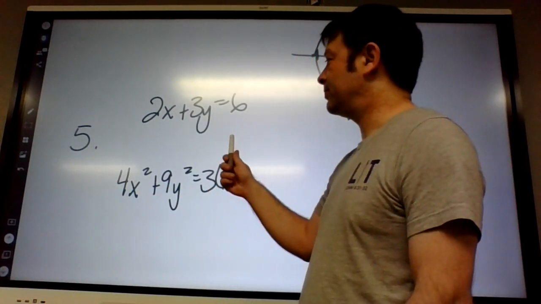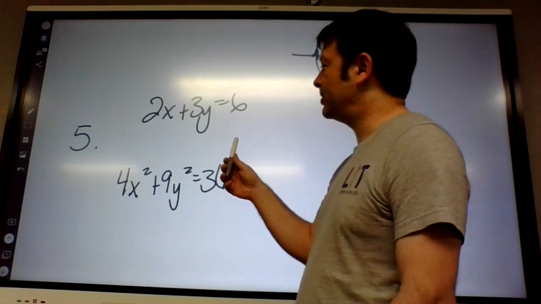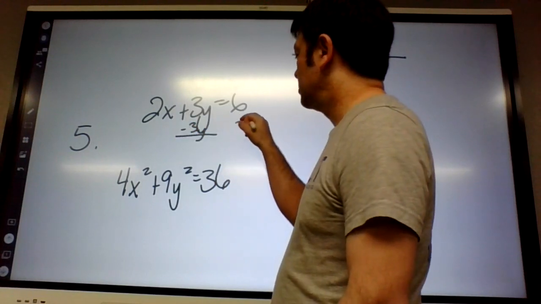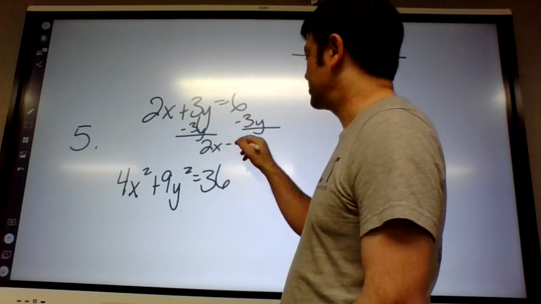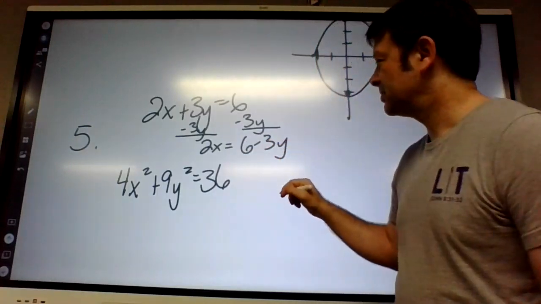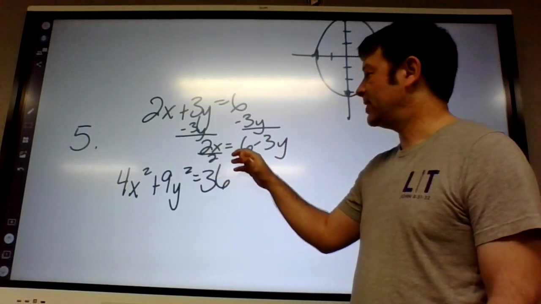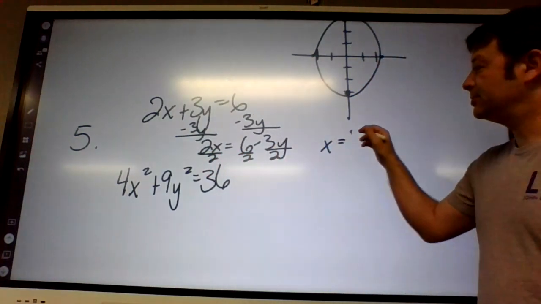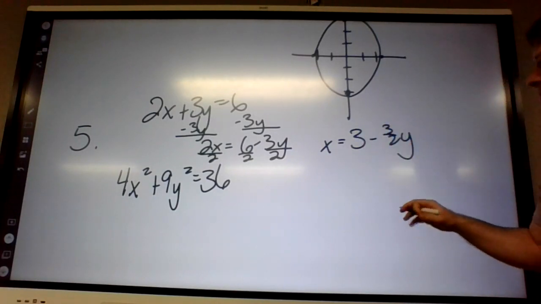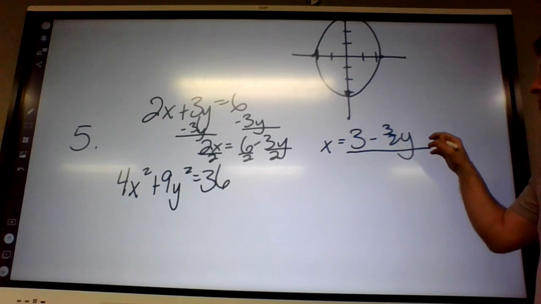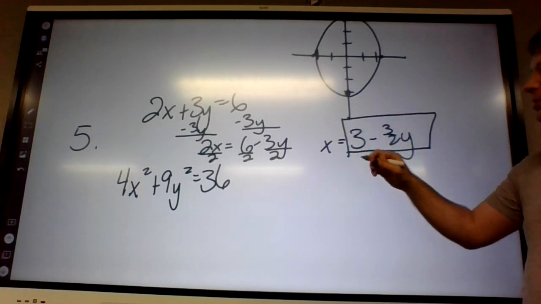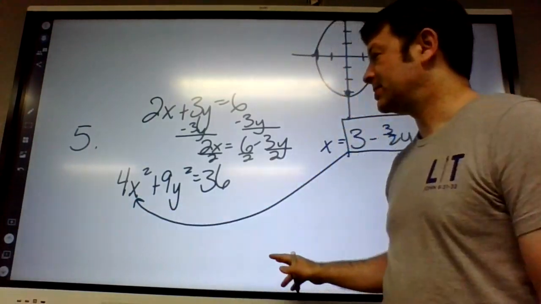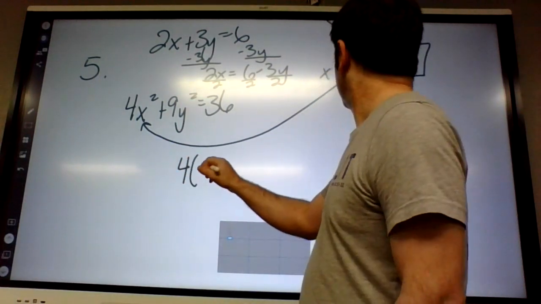How would I solve this for, I guess it doesn't really matter, x? Subtract 3y and divide by 2. Minus 3y, so I get 2x, divide by 2. When you divide by 2, you have to divide all terms by 2. 6 divided by 2. That's what x equals. So I'm going to replace x in the other equation with that.